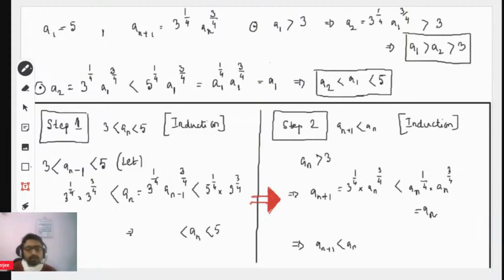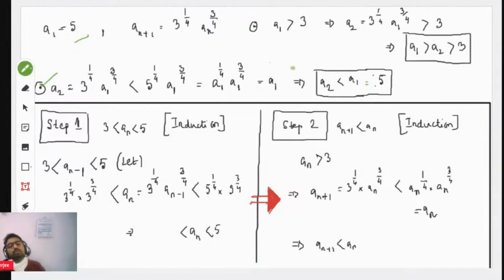So if you observe that a1 is equal to 5 and a(n+1) is defined like this, let's take a2 and observe how a2 is behaving. Observe that a2 is 3 to the power 1/4 times a1 to the power 3/4, which is less than 5 to the power 1/4 times a1 to the power 3/4, because 3 is less than 5. Now a1 is equal to 5, so it's a1 to the power 1/4 times a1 to the power 3/4, and you get a1. So a2 is less than a1, which is equal to 5, so a2 is less than 5.